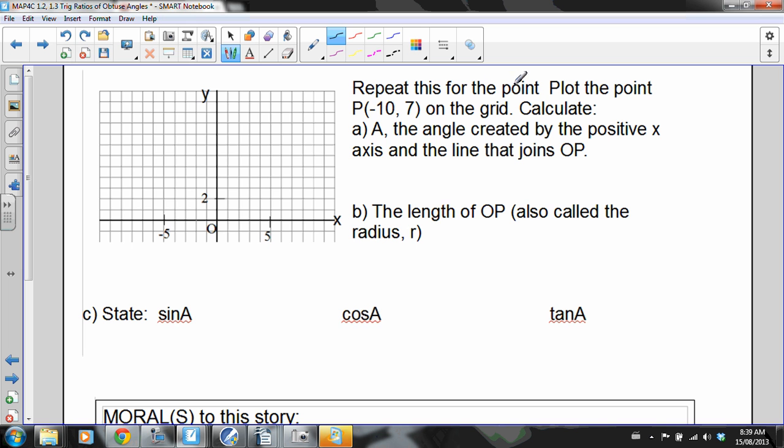It says repeat this for the point. Oh, hang on. A little bit of English errors. There we go. Repeat this for the point negative 10, 7. So negative 10's over here. Negative 10, and then 7, there's this new P.